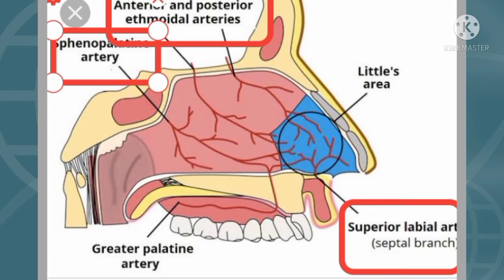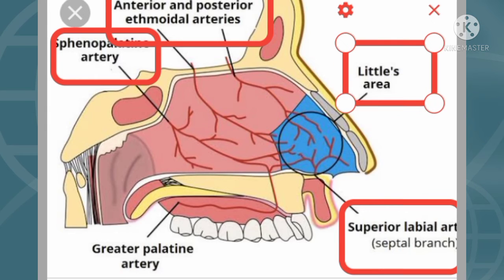And one fact should be considered here: the anterior inferior part of the nasal septum contains the anastomosis between all the branches. That is, the septal branch of the superior labial branch of the facial artery, the sphenopalatine artery, and the anterior ethmoidal artery, and this is also known as Little's area, and this is the most common site of bleeding. And now we will discuss the venous drainage of the nasal septum.